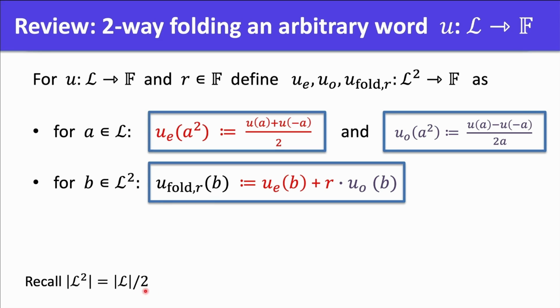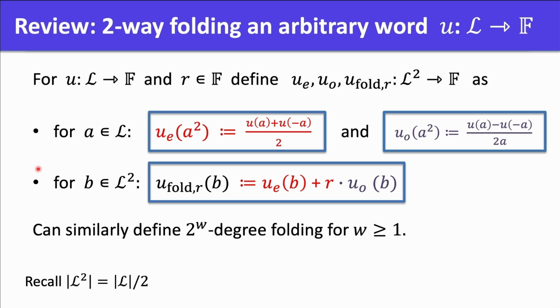So its domain now is half the size of the original domain. And we said in Part 1 that we can actually define higher degree foldings where we don't just fold 2 ways, we might fold 4 ways or 8 ways and so on. An 8-way folding would be done, for example, using an 8th root of unity, and then u sub fold would be a combination of 8 functions as opposed to just 2 functions, and evaluating those 8 functions would require an 8-way FFT.